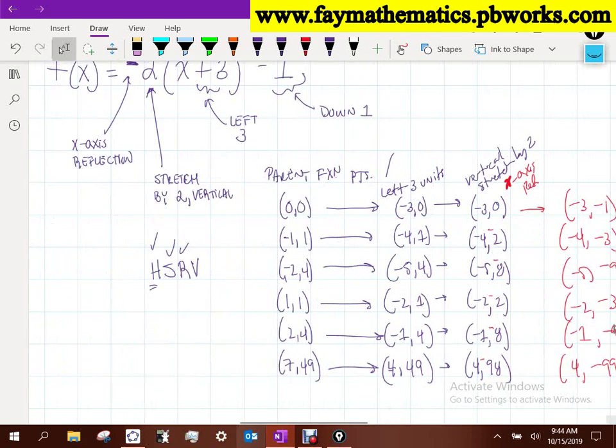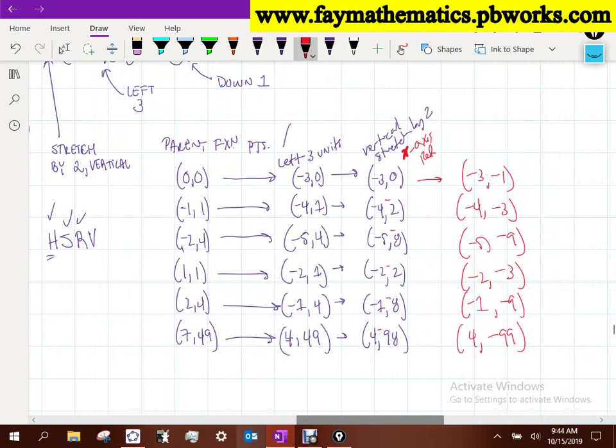Okay, so that would be the vertical translation, which is down 1. Okay, here's my question. If you would have moved these down first, if you would have moved that down first, so that would have been making that -3, -1, right? And then reflected, would you have gotten that point?